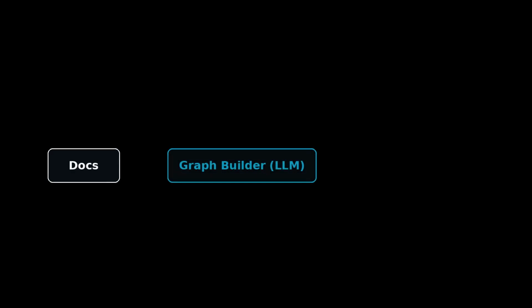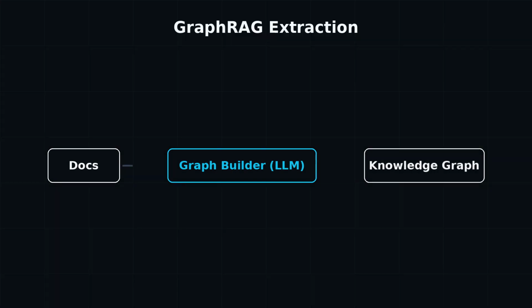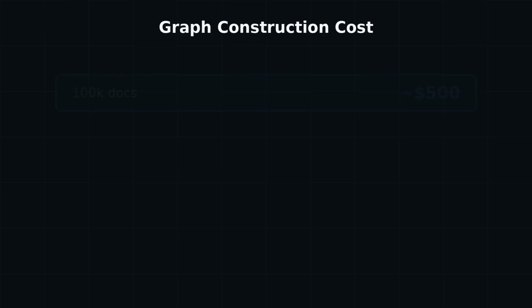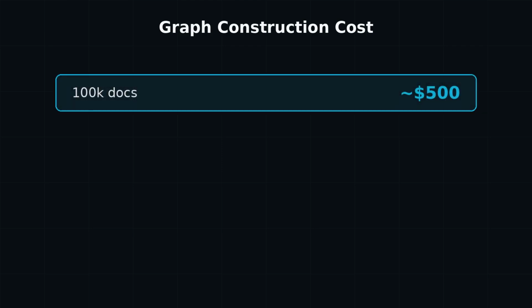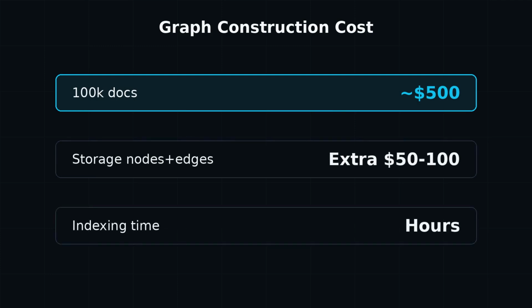When vector search fails on dataset-wide questions, teams often graduate to GraphRAG, a technique from Microsoft Research that extracts a knowledge graph from the documents and then summarizes communities of entities. That extraction step is where the cost alarm should blare. To build the graph, an LLM must process every single chunk to identify entities and relationships, often requiring multiple calls per chunk. For a corpus of 100,000 documents, you might burn $500 just to construct the index, not including storage for graph nodes and edges.